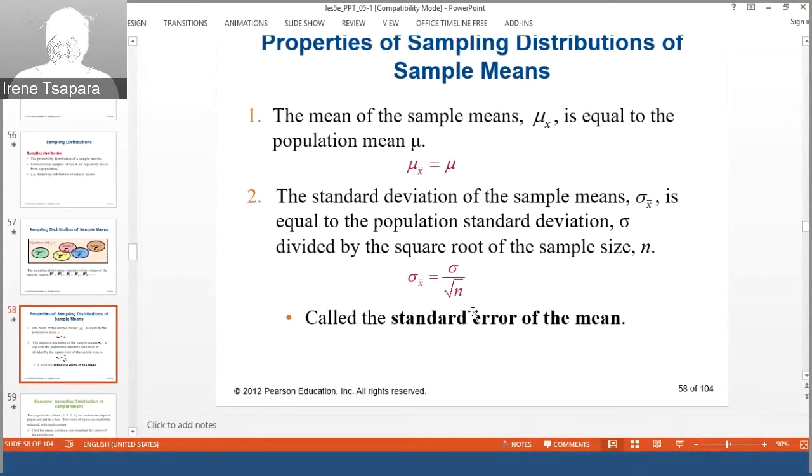So the standard deviation becomes smaller for the sampling distribution, and it depends on the sample size. This is going to be especially important when you create the sampling distribution. Sometimes you want bigger or smaller samples depending on the needs of your analysis. This is what we call the standard error of the mean.